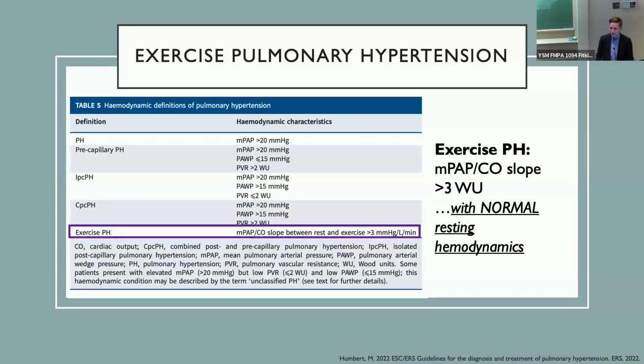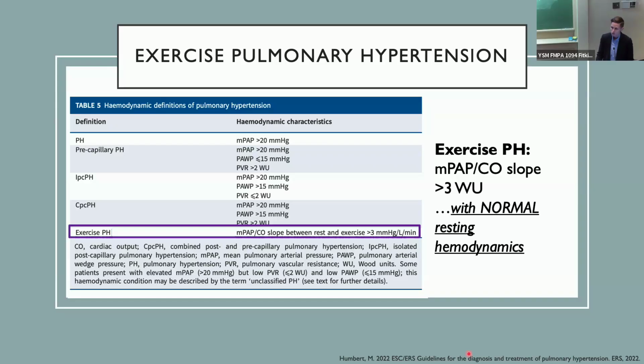So as we've discussed, in health, the pulmonary circulation can accommodate flow with only modest rises in pressure, while in established pulmonary hypertension, pressures rise more steeply. But between these two extremes lies a gray zone. Patients who may appear normal at rest, but who develop abnormal hemodynamics during exercise. And this is the concept of exercise pulmonary hypertension.